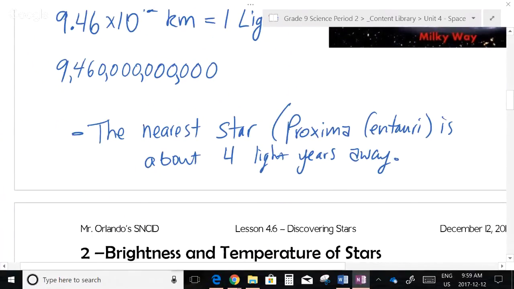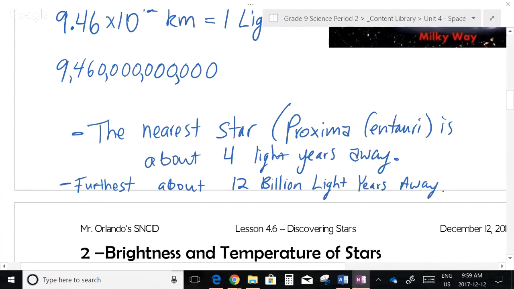And I should mention, actually, the furthest stars we can see are about 12 billion light years away. Crazy, right? It's a long distance away. I should say there's no reason to write out the word light years at this point. We just put LY.